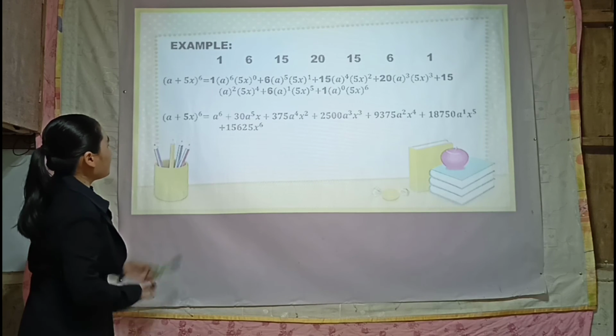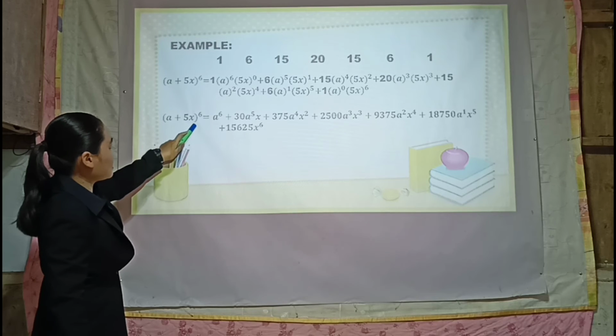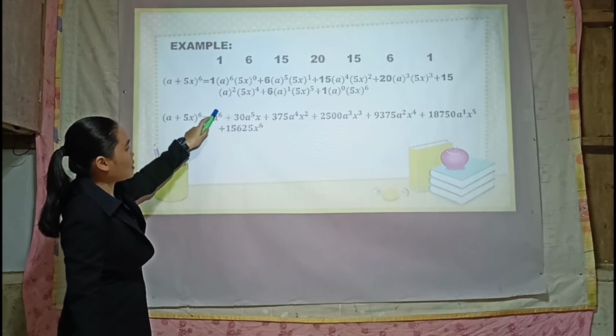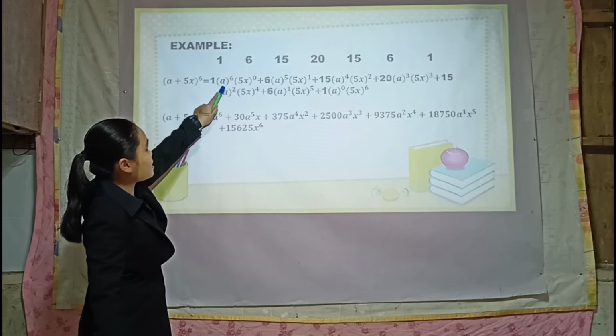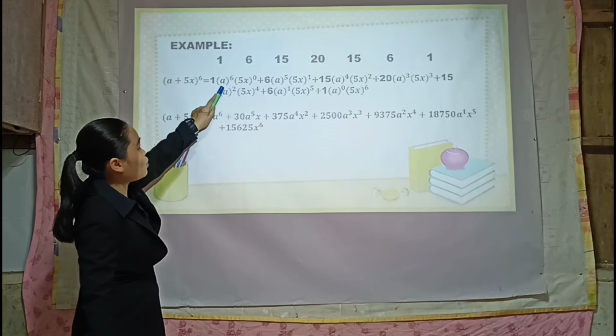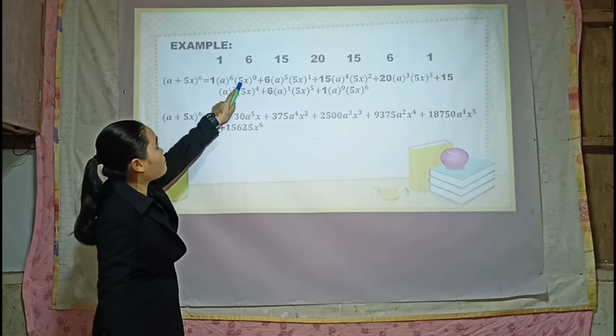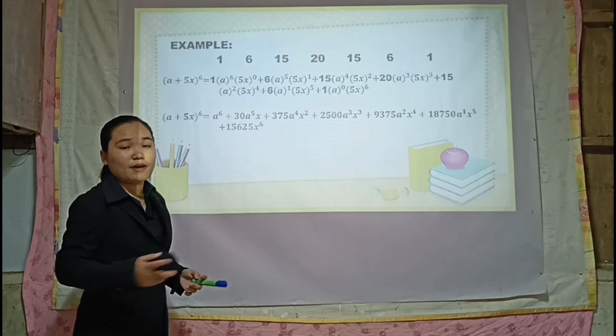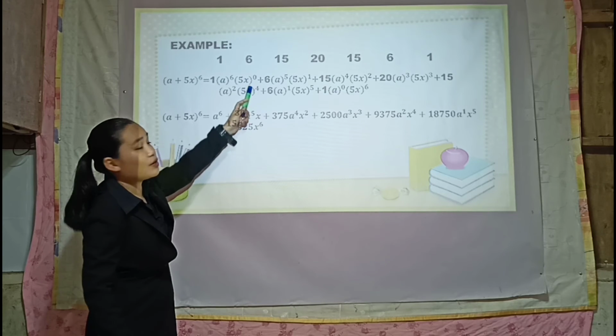We have a plus 5x raised to 6. So, the answer is a raised to 6 because 1 times a raised to 6 is equal to a raised to 6 times 5x raised to 0, or equal to 1, because any number or variable that has an exponent of 0 is equal to 1.